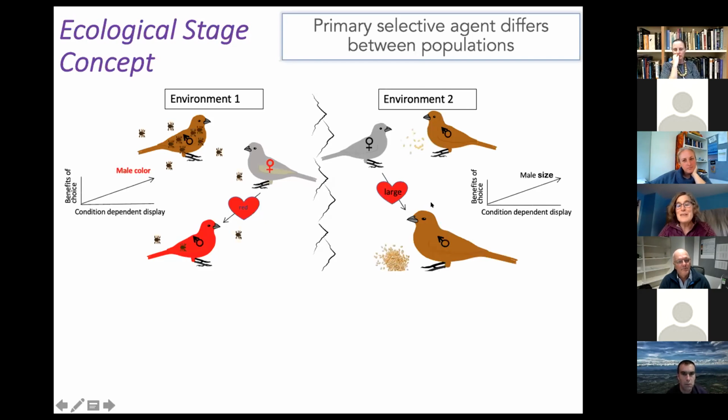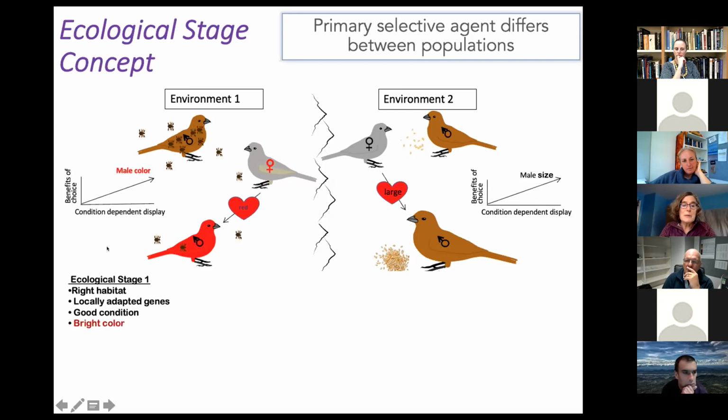So this you can think of as a different ecological stage. So here, food availability is scarce. Males who have good foraging ability can get a lot of food that puts them in high condition, and they can grow to large body size. In this species, females like large males, and like the other case, they gain benefits of choosing large males who are in high condition, and that is indicated now by large body size instead of bright red color. So this happens again in allopatry.